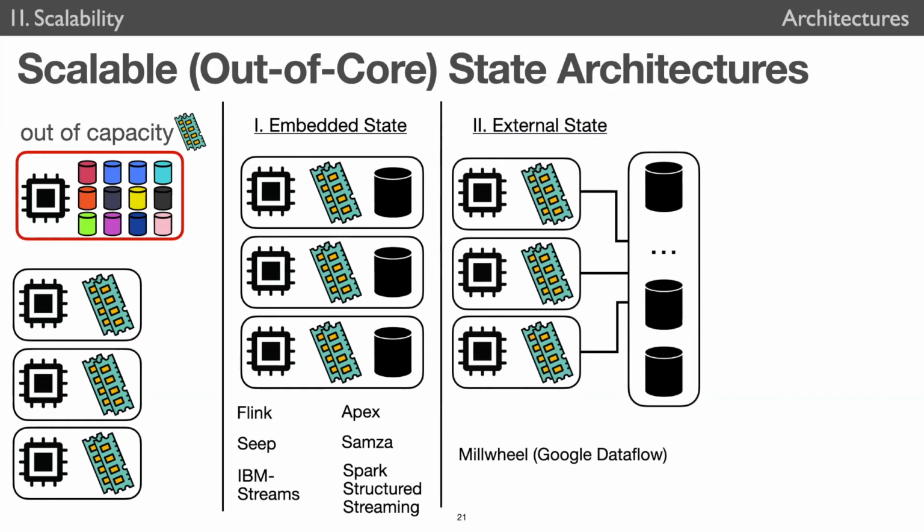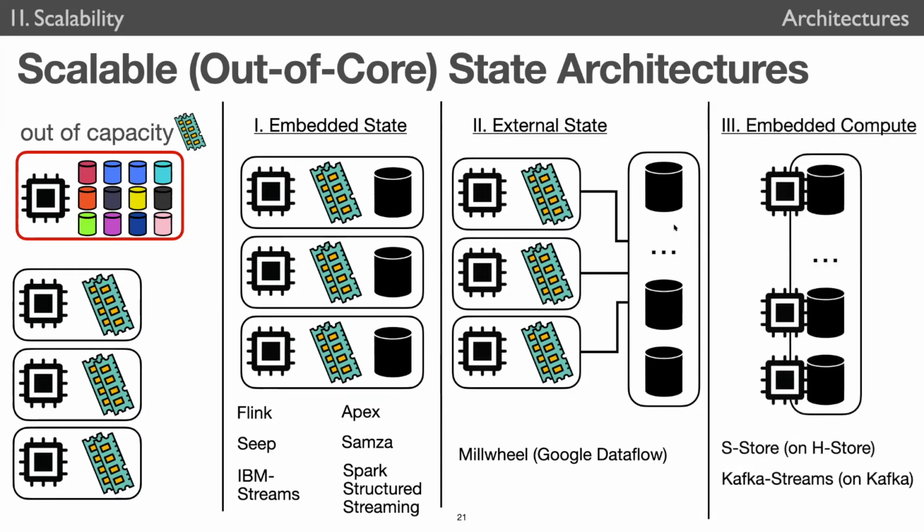Another way to scale state accordingly is to let the system use an external storage system to persist state. This approach was popularized by Google's Millwheel, and that is based on Bigtable. And finally, another interesting category of scalable stream processors built on top of storage and database technologies, embedding stream capabilities on top of data stores.